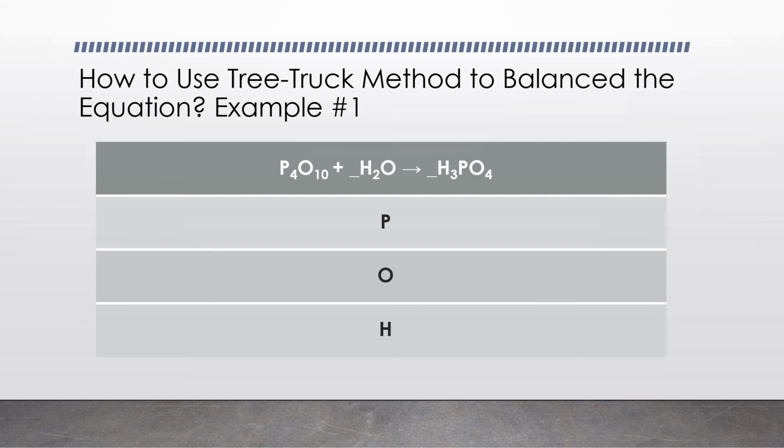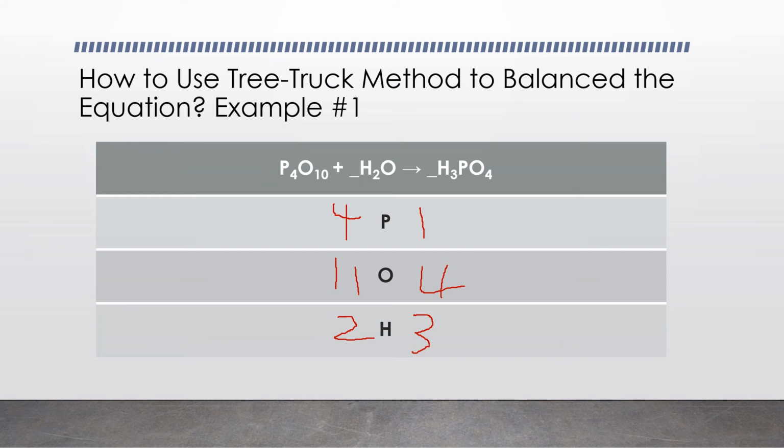Here's the example. For the phosphorus on the reactants, we have 4 originally, and for the product, we have 1. For the oxygen on the reactants, we have a total of 11 right now, and in the product, we have 4. Hydrogen, in reactants, we have 2, and in product, we have 3.